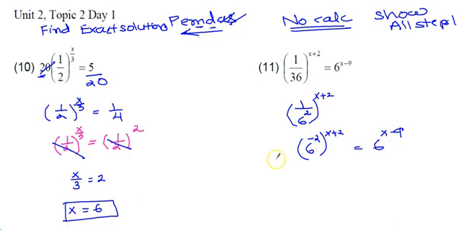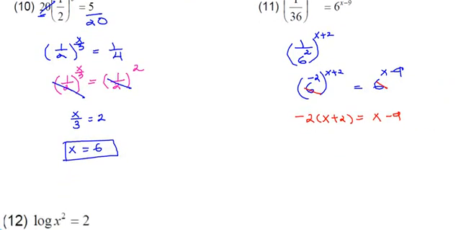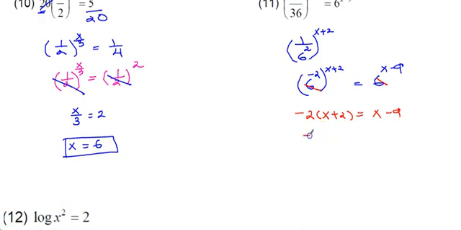Now you can drop the base, and power of a power is multiplication. -2 times x plus 2 is equal to x minus 9. And this is a simple algebra part here. Distribute, solve for x, combine like terms. -2x minus 4 equals x minus 9. Don't forget to distribute the negative sign.